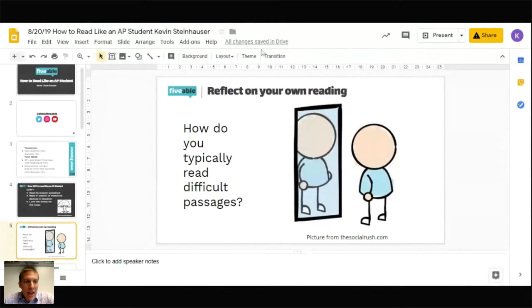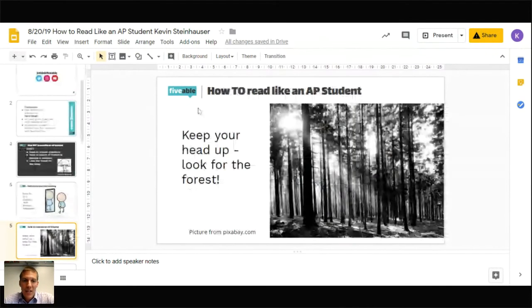All right, so let's talk now about how to read like an AP student. All right, so again, keep your head up, look for the forest. What you can't do when you get stuck is just internally scream and call it a day, right? So what are these things that we do? You're latching onto the trees. You're latching onto the parts you do understand. You're looking at the little pieces, but you're always asking, how does this fit together in the larger work? And that's the key here.